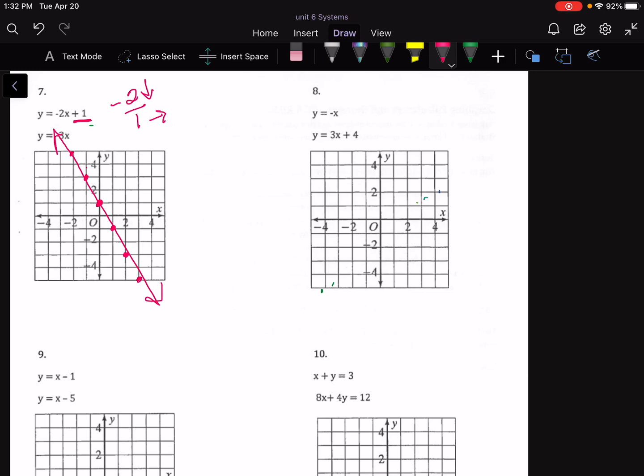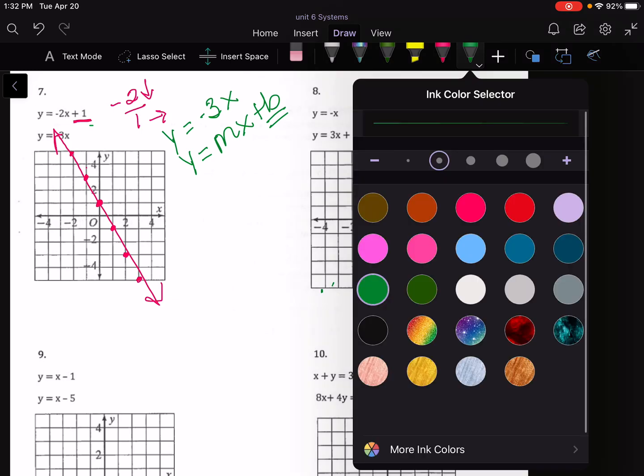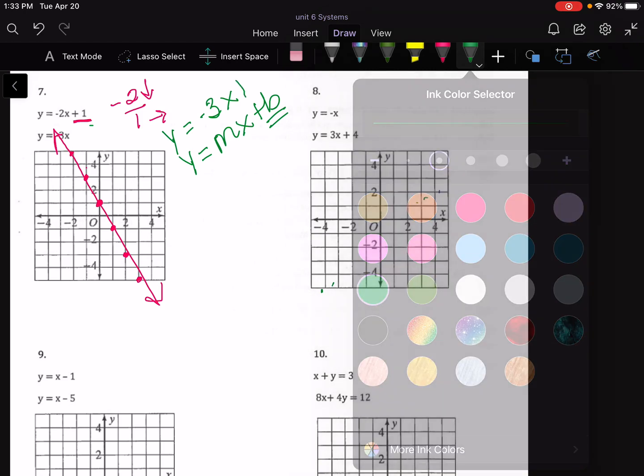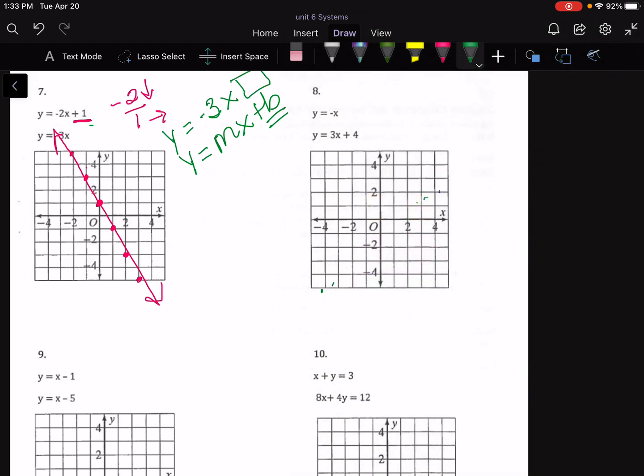And now my second equation says y equals -3x. If this is slope-intercept form, I know that my y-intercept is what's off to the back. But if we notice, there is nothing off to the back here. So that means it's 0. So my first point is going to be right here at the origin, 0, 0.